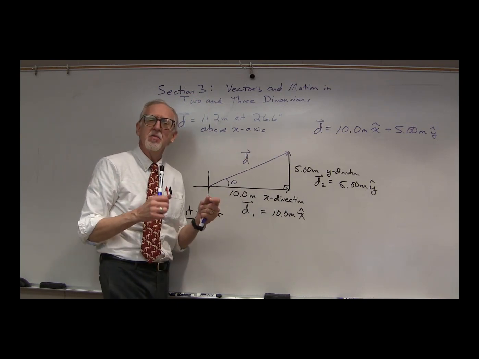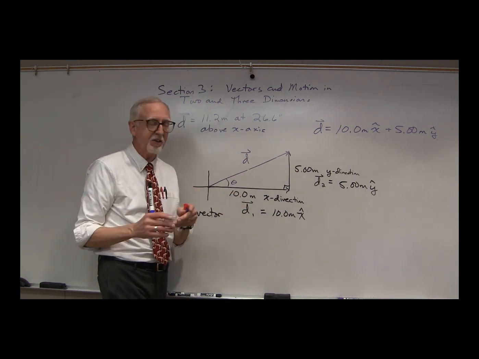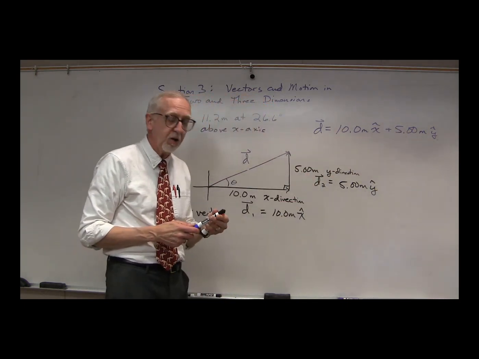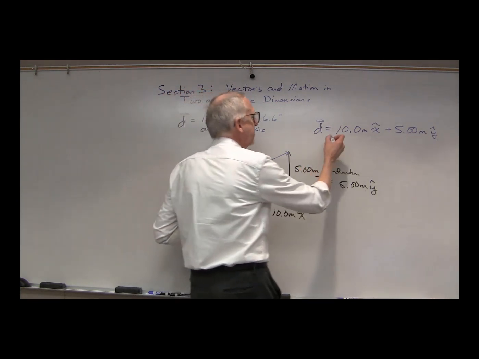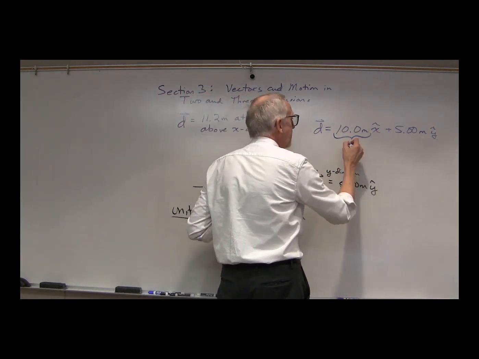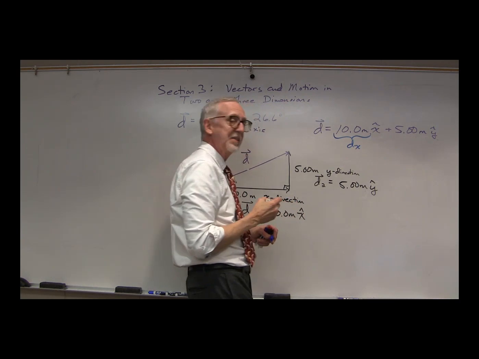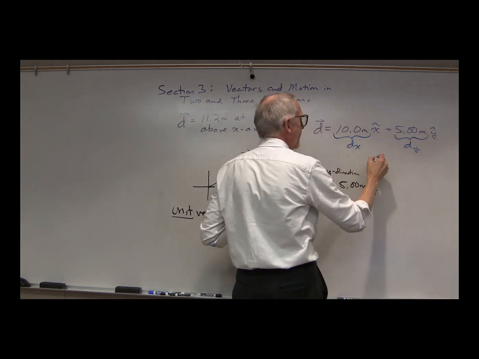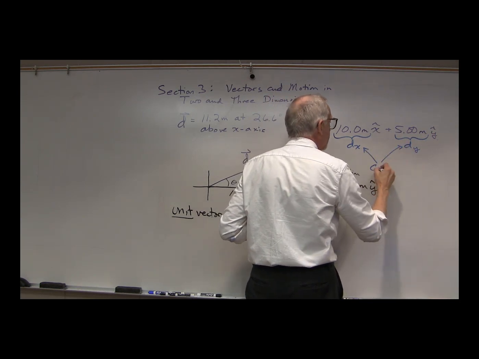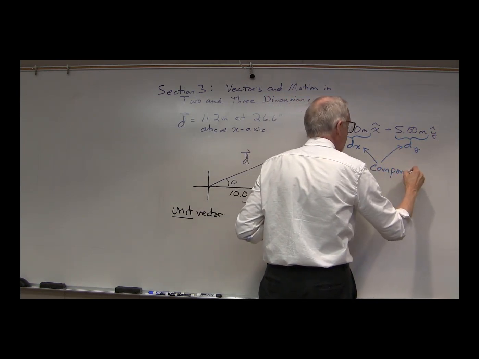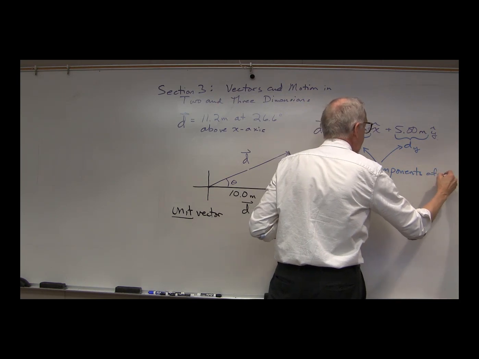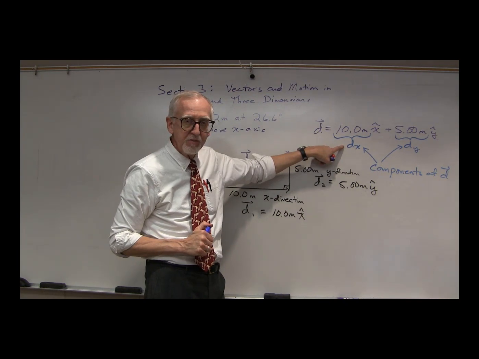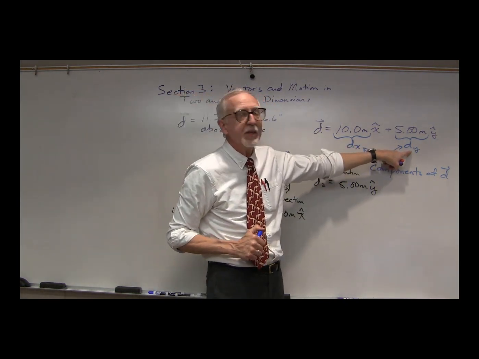These are called the components of a vector. In particular, these numbers here are called the components. This number is called d sub x, while this one is called d sub y. And these numbers are called the components of the vector d. In other words, dx is called the x component of d, dy is called the y component of d.